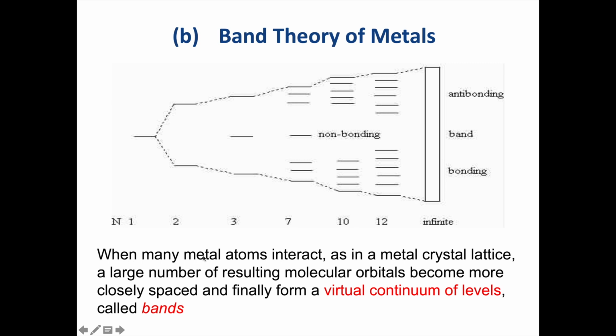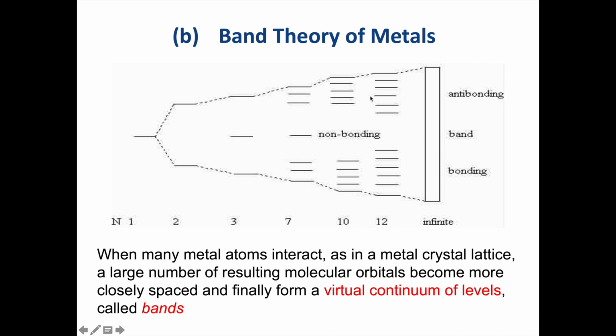This is what happens when two orbitals interact. Okay, when many metal atoms interact, as in a metal crystal lattice, a large number of the resulting molecular orbitals become more closely spaced, and finally they form what we call a virtual continuum of levels. This is what we call bands.